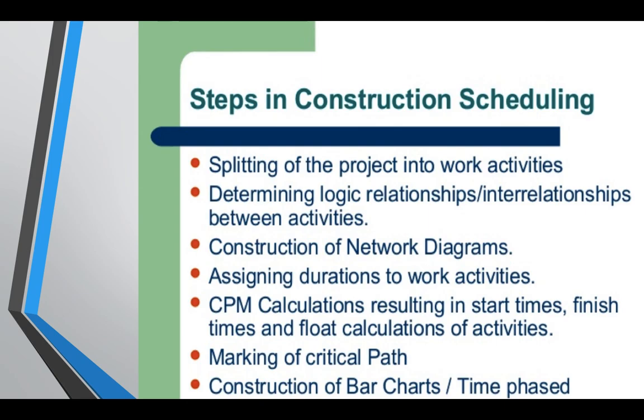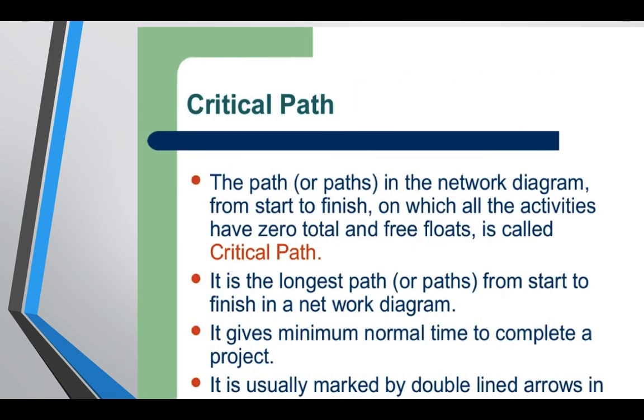Construction of network diagrams, assigning durations to different work activities, and CPM calculations resulting in start times, finish times, and float calculations of activities. That's something I believe you do manually, and on computer software, where you have your early start, early finish, late start, late finish. You're doing your activity on node method. So you're going to mark the critical path once you complete that, and construct bar charts, time phased.